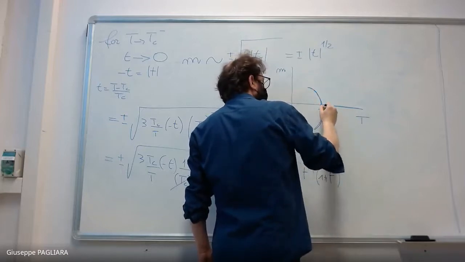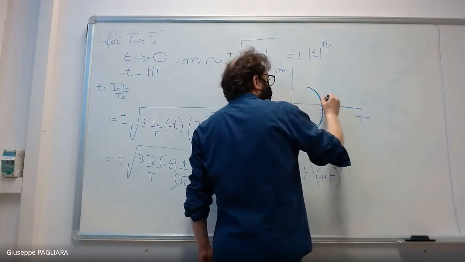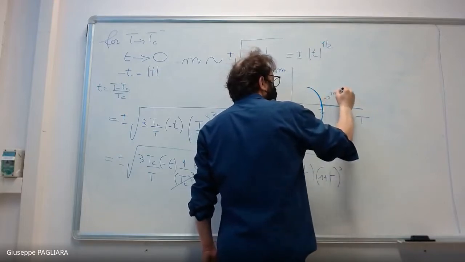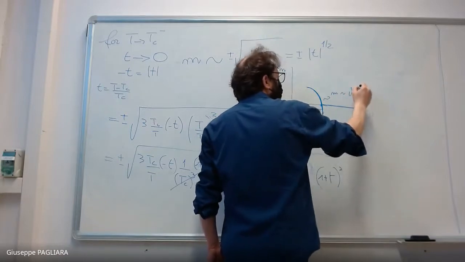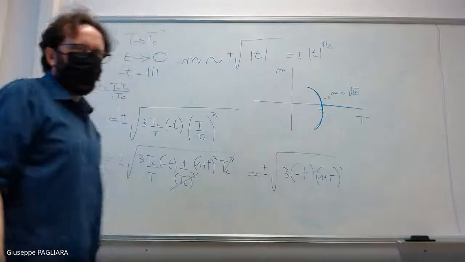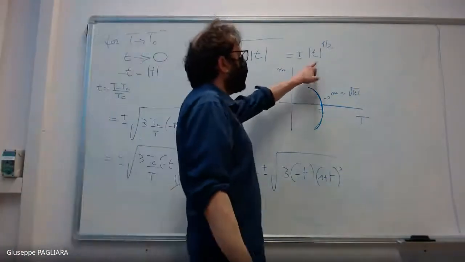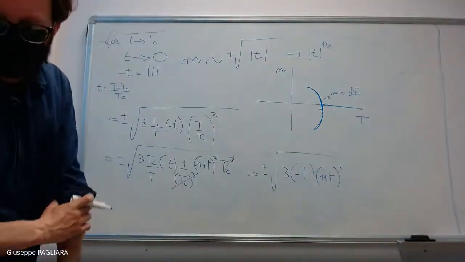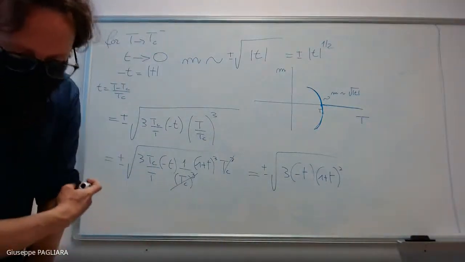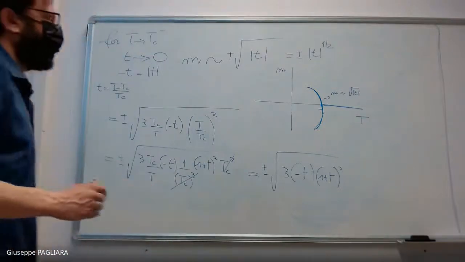So this is the behavior that we can infer from our expansion. Here the scaling of m is as the square root of the absolute value of t. Therefore, I have a singular behavior, not in the function, but in the derivative of this function, that will actually show up later in the isothermal susceptibility that we will compute later.